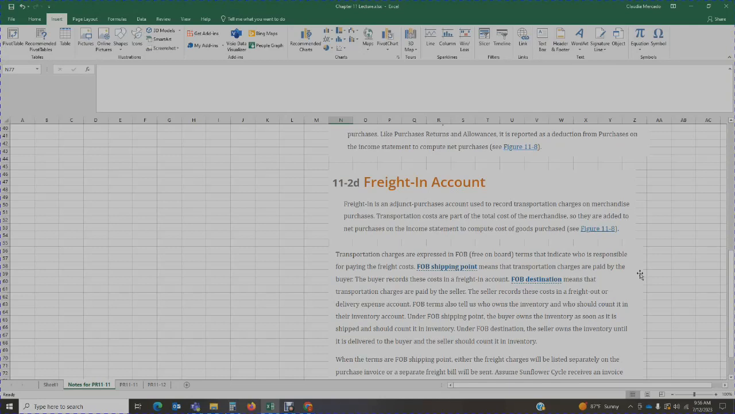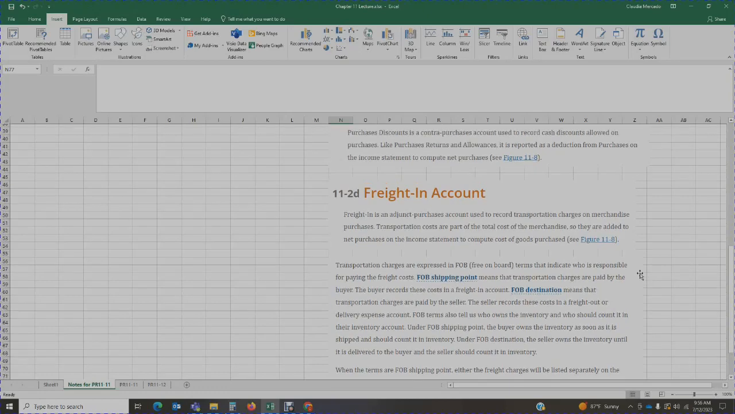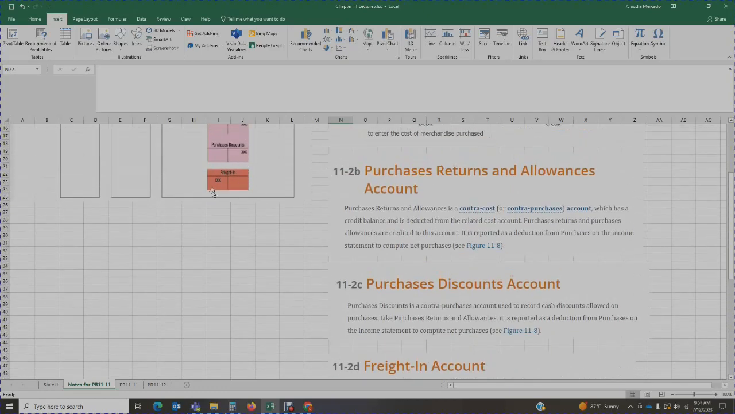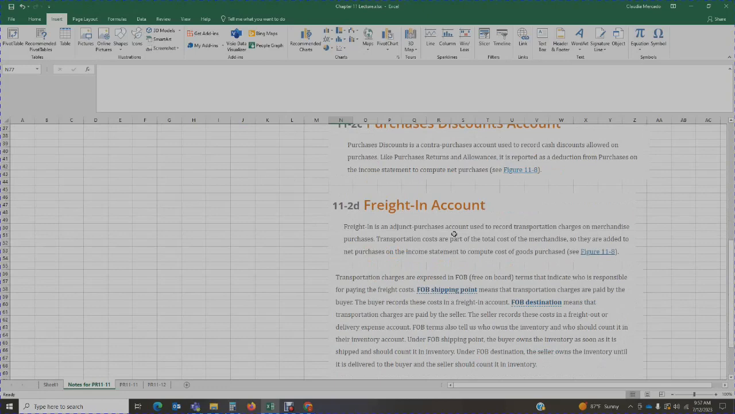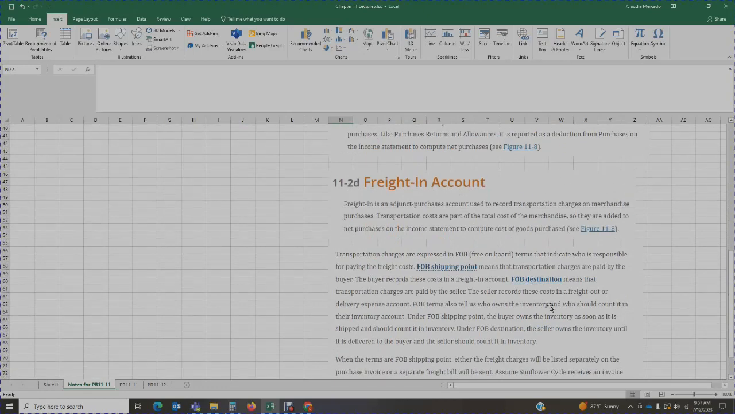Now, the buyer records the cost in a freight in account. So if it's FOB shipping, we, the buyer, have to record that entry in our freight in account as a debit. And then we have FOB destination. That's the second method. So we have to read and locate this information. It means that the transportation charges are paid by the seller.